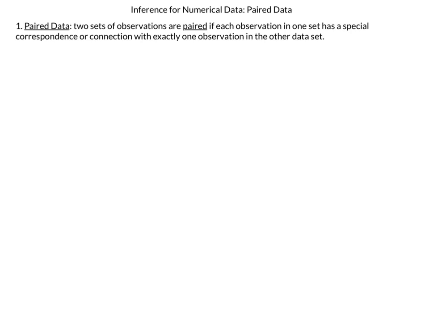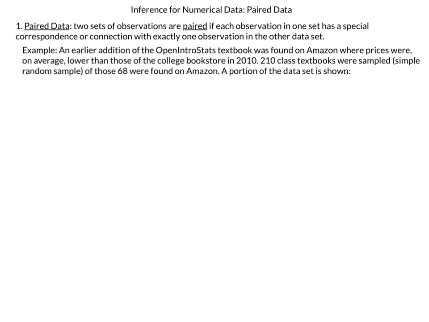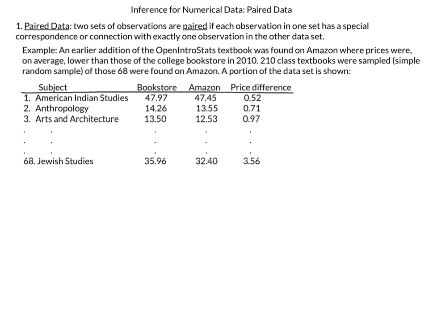Paired data is two sets of observations where each observation in one set has a special correspondence or connection with exactly one observation in the other data set. The example we will use: an earlier edition of the OpenIntro Statistics textbook was found on Amazon, where prices were on average lower than those of the college bookstore in 2010. So we took 210 class textbooks as a simple random sample, and of those 68 were found on Amazon, and a portion of that data set is shown below.